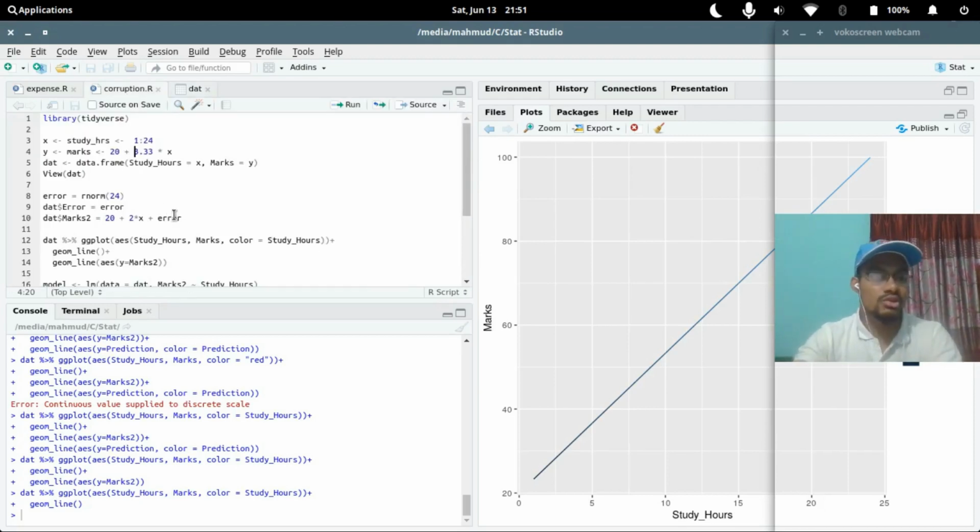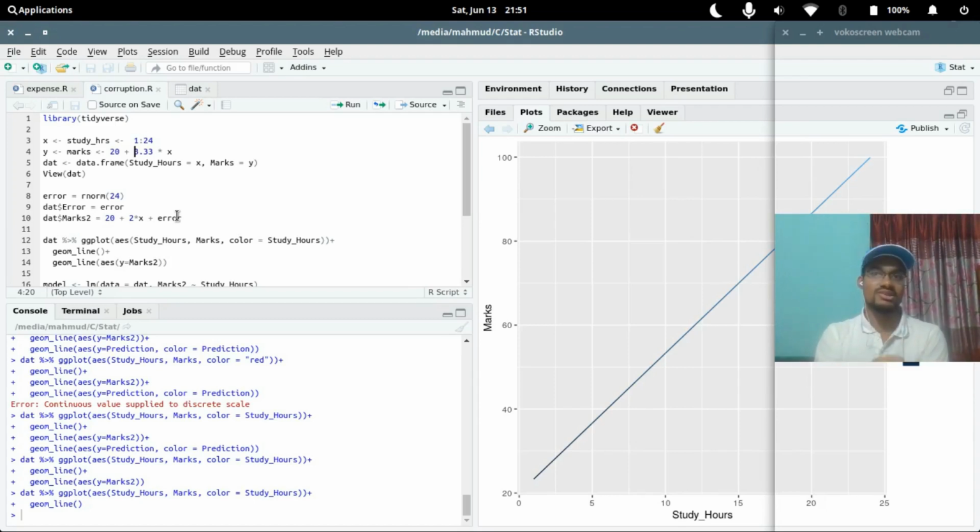So what statistics basically does is, when we have some data, maybe one variable depends on another variable. In this case, study hours affect the marks of a student.